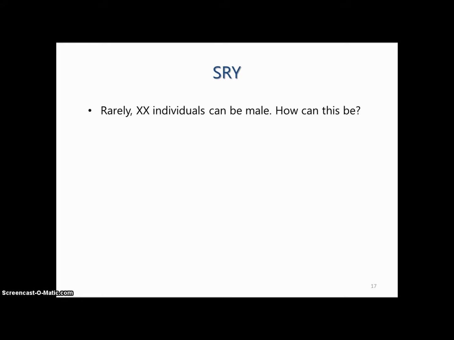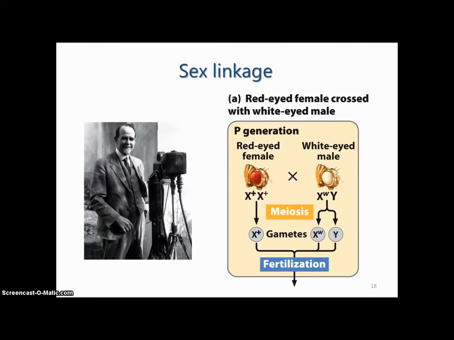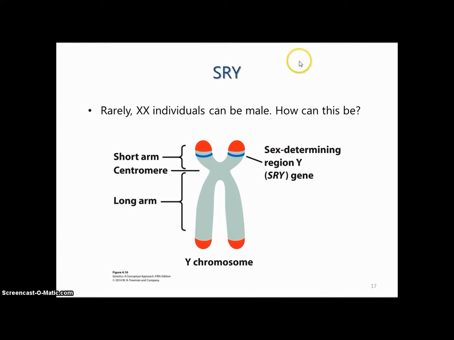So rarely XX individuals can be male. So how can this be? Okay, so here's just the Y chromosome. We've got the pseudoautosomal regions. SRY is located here. Sometimes we get individuals that are XX, but they can be male.